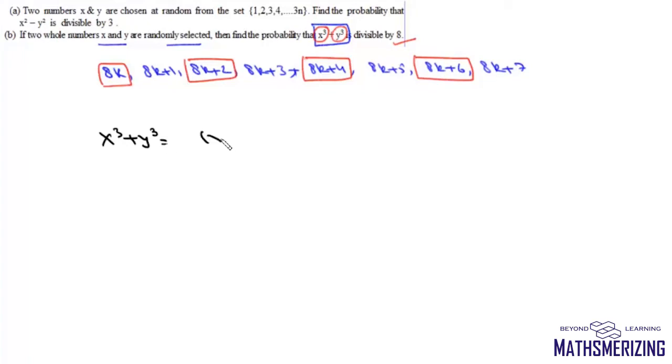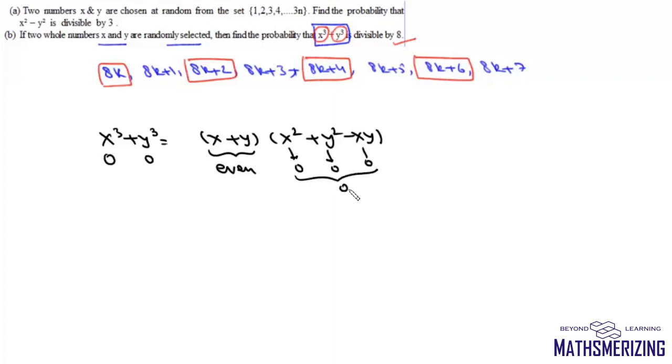Now if we look at x cube plus y cube, it will be x plus y, and then x square plus y square minus xy. Now if both x and y are odd, then x plus y will be even, x square will be odd, y square will be odd, and x into y will also be odd. So this entire expression will be an odd number. So when x and y are both odd, then this x cube plus y cube can only be divisible by 8 if x plus y is divisible by 8.